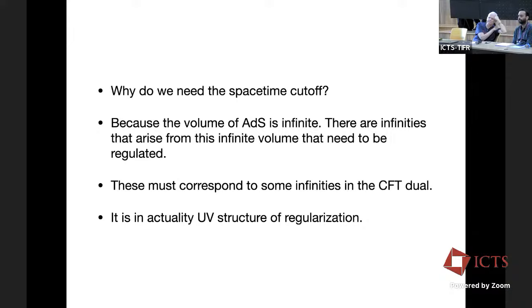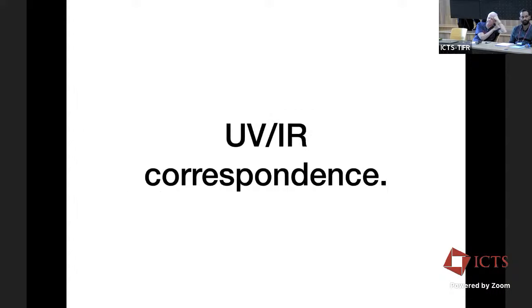It has to be something that has to do with regularization. So when you do field theory, you cannot just do field theory and claim you know the answer. You have to regulate the UV. This is part of what we've been seeing with Anna's talk and regularization. So there has to be some UV structure that regulates the theory. In gravity, the infinities that show up from the infinite volume need to correspond to the UV structure regularization somehow. This is what's usually called the UV-IR correspondence.